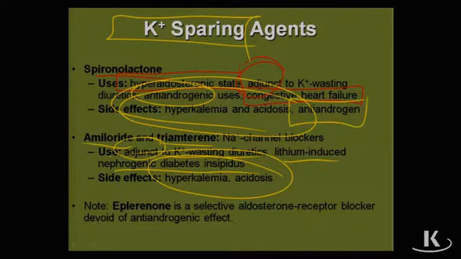We need a drug that is more selective of aldosterone receptors. This is the drug eplerenone. Eplerenone is a selective aldosterone receptor blocker devoid of antiandrogenic effect.